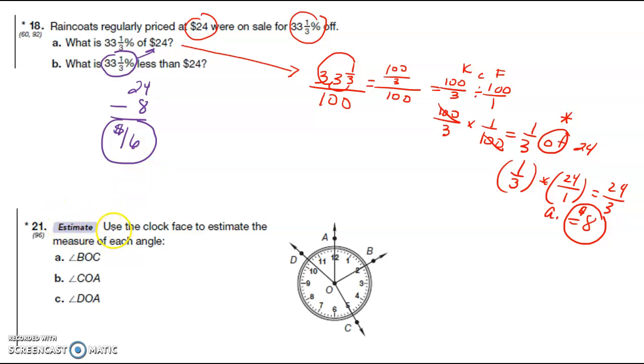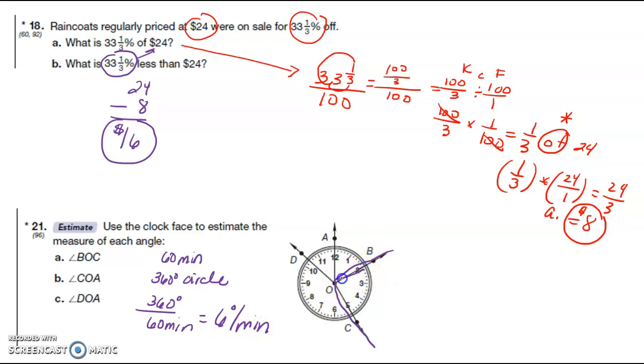All right, 21, use the clock face to estimate the measure of each angle. And we actually started this in our practice set in part 1, so hopefully this looks a little bit familiar. BOC. And we know that there are 60 minutes on the clock face and that there are 360 degrees in a circle. So we need to find out how many degrees per minute. We did this in the practice set. So 360 degrees divided by 60 minutes is equal to 6 degrees per minute.